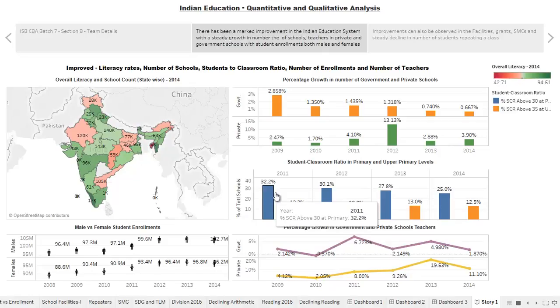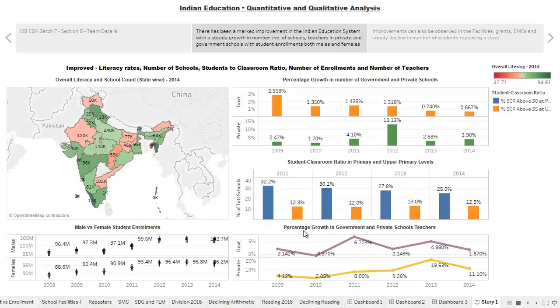Now the blue bars essentially represent the student classroom ratio above 30 at the primary level, and the orange bars are the student classroom ratio above 35 at the upper primary level. So essentially, in 2011 there were 32% of the classrooms which had a student classroom ratio of 30 or more, which has eventually come down to 25%.